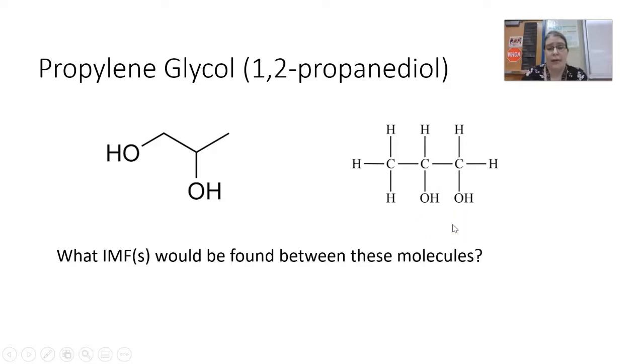So now your task is to think about what intermolecular forces would be found between the molecules of 1,2-propylene glycol. And you can just basically make a quick little list. So I'll give you a couple of seconds to think about this and predict what you would see.